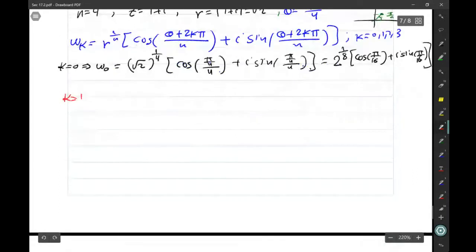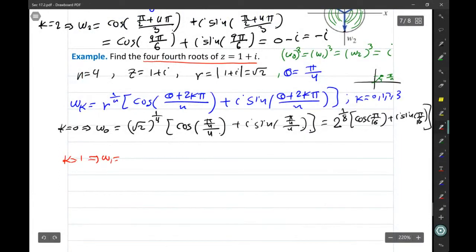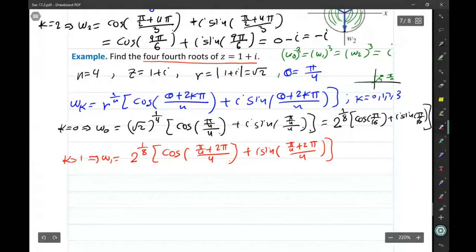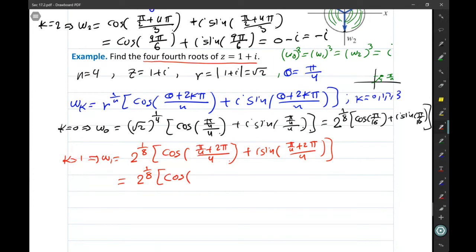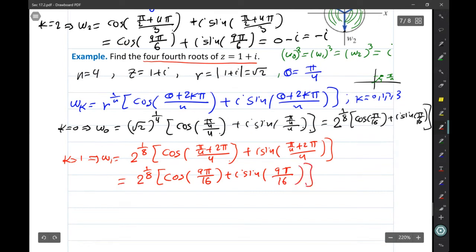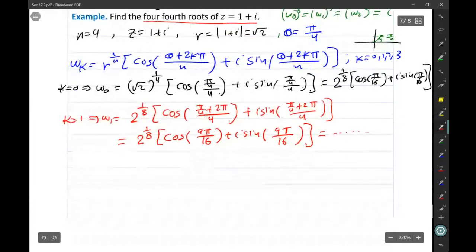Now k is equal to 1: W1 equals 2 to the power 1/8 times cosine of (π/4 plus 2π/4) plus i times sine of (π/4 plus 2π/4), which is equal to 2 to the power 1/8 times cosine 9π/16 plus i times sine 9π/16. Of course you have to calculate it using the calculator.